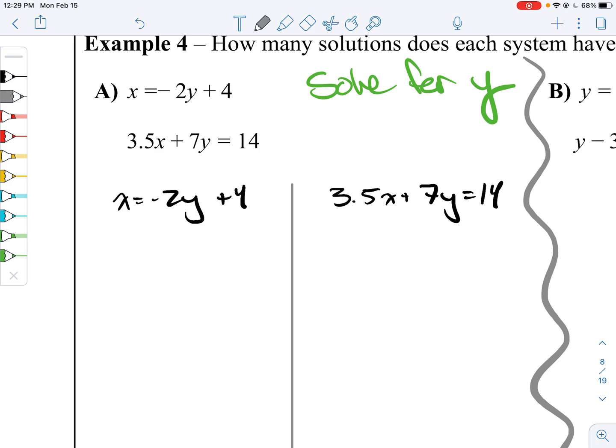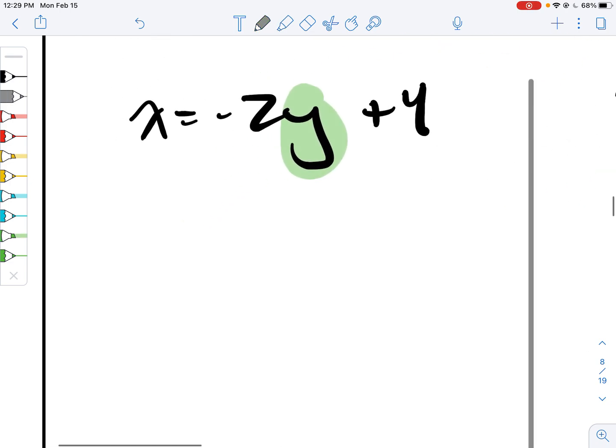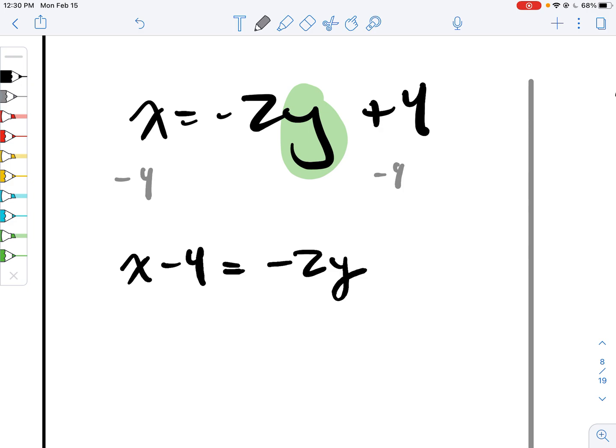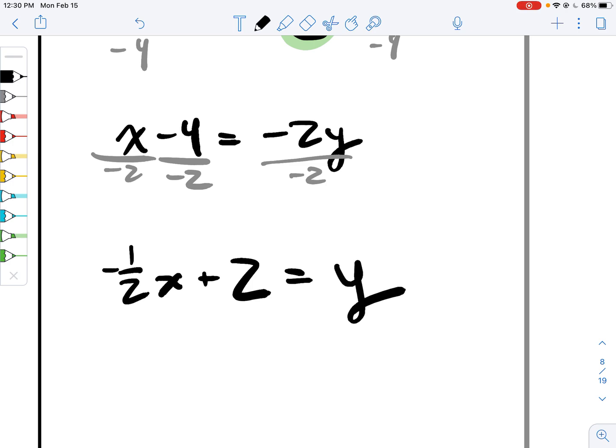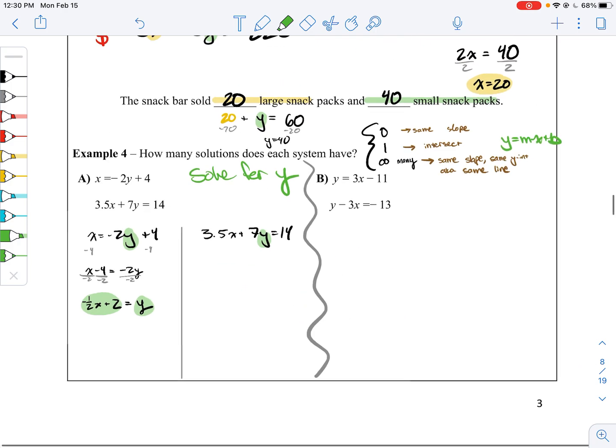Now, in solving for y, I want to get y all by itself. So in our first equation, my first step is to subtract 4, and we get x minus 4 equals negative 2y. And then we divide by negative 2 on both sides. This means dividing each of these terms by negative 2. So we get negative 1/2 x plus 2 equals y. Cool! We solved for y. Let's do it again on the other side.